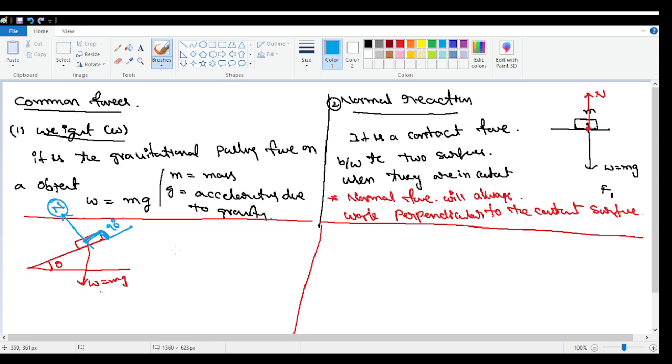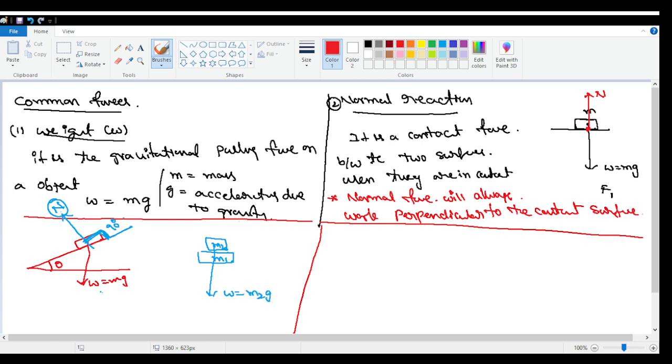They may ask you to find the normal force, two different types of problems. Now let me go to the third case, where two objects are lying one over the other. Let me take this object m1 and this object m2. The weight of the object m2 is W is equal to m2 into g.